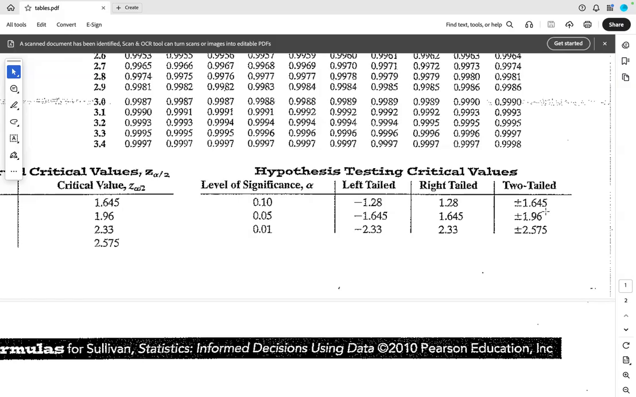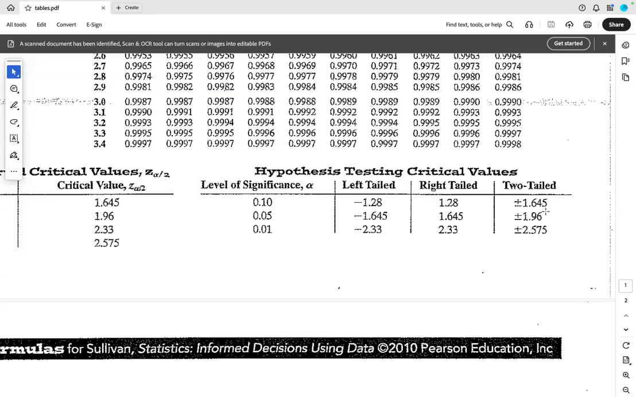So right-tailed, always positive. Left-tailed, always negative. Two tails, both the positive and the negative. We're looking at 0.05 as our significance level, and we have a right-tailed test. So my critical value is 1.645.